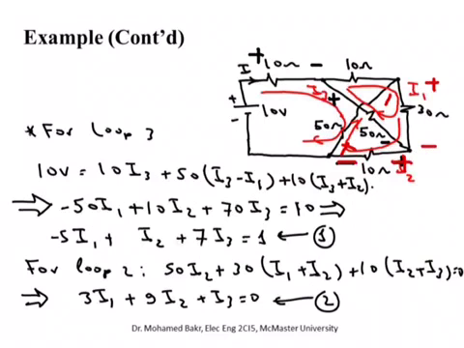If you collect all the coefficients multiplying I1, you get 30 I1, 50, 30, and 10. So you get 90 I2. And then you have 10 I3 is equal to 0. You divide by 10, you get this expression: 3 I1 plus 9 I2 plus I3 is equal to 0.